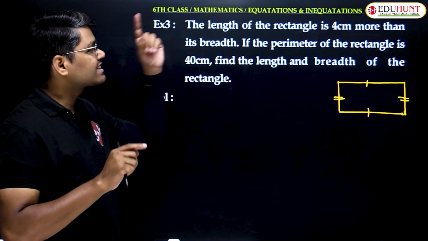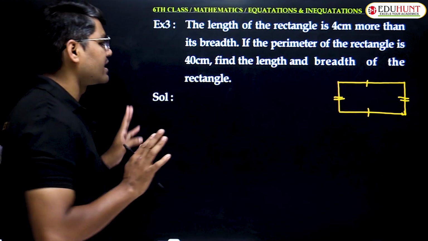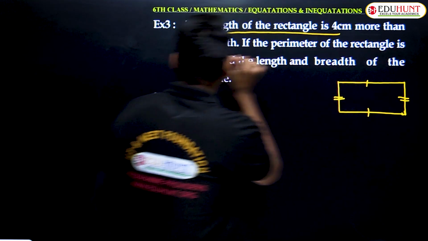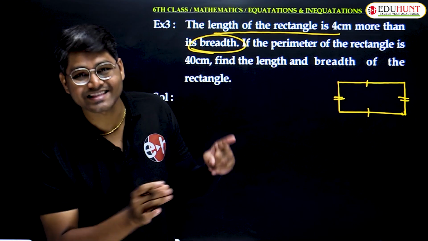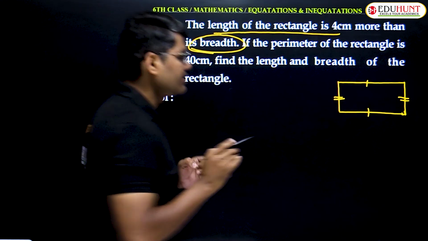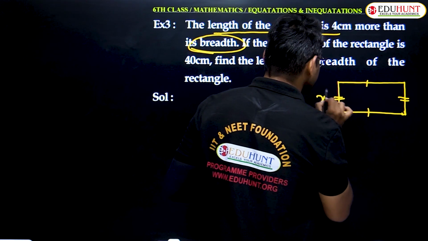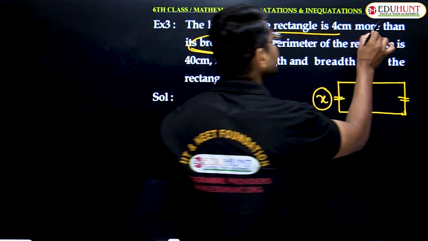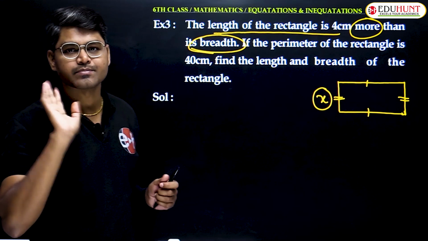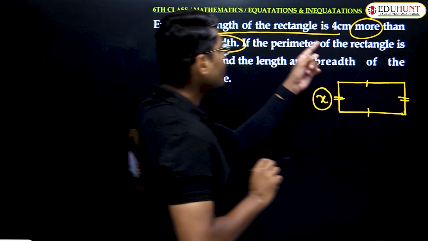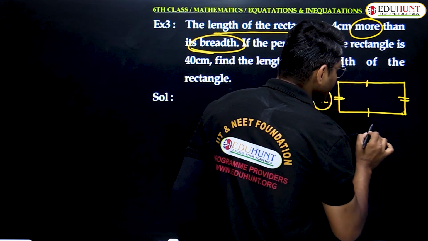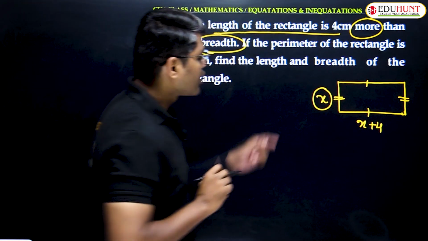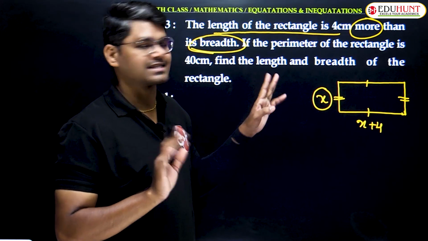See, the length of the rectangle is 4 centimeters more than its breadth. So, the length of the rectangle is being compared with breadth. So, we have to take breadth as x. So, this is breadth. Let it be x. Now, length of the rectangle is 4 centimeters more. More means plus. Less means minus. 4 more than its breadth, so plus 4 more than what? Breadth. So, x plus 4. So, now length is x plus 4, breadth is x.